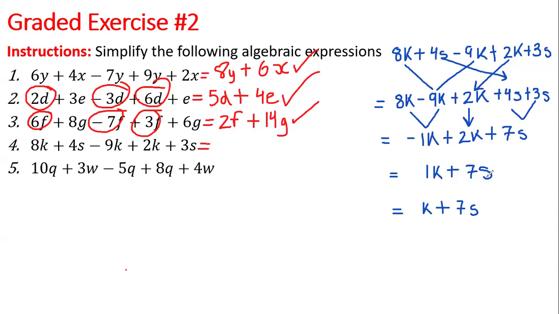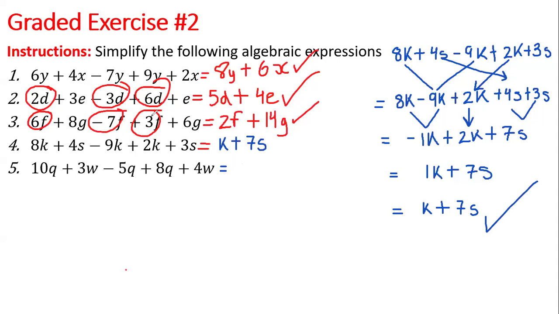Thank you. Good. Did we get K plus 7S? Did we get that? Yes, sir. Where is Shanair Mitchell? Shanair Mitchell, are you there? What you got for number 5? 13q plus 7.